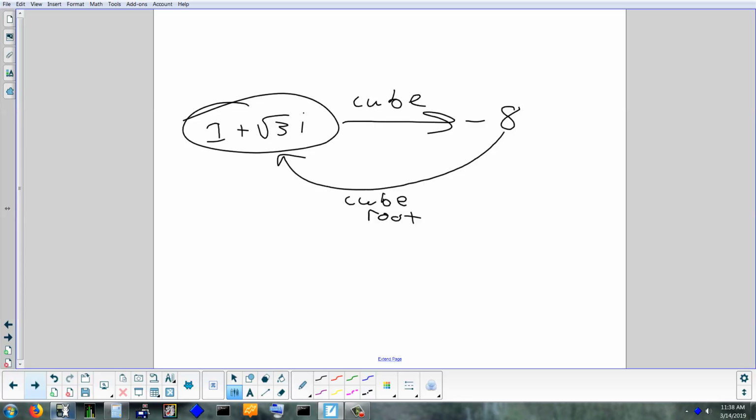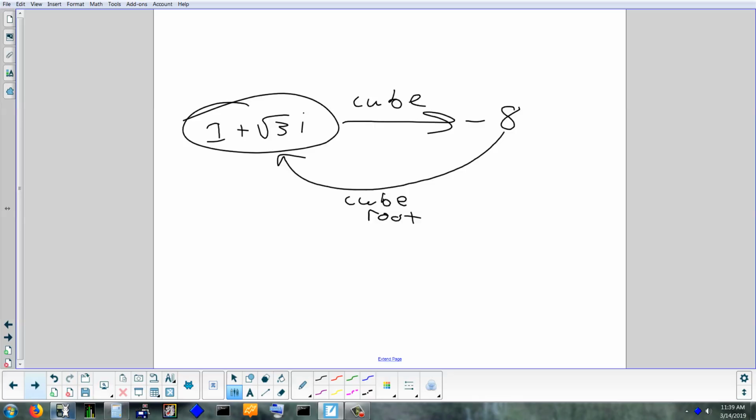Look at what the board says. You should get the original answer, which is 1 plus root 3i. So what we just did here, by taking the cube root of -8, one of the answers is this. Okay? There are other answers, like if you said, well, what about -2? Yes, -2 times -2 times -2 is also -8. So when you take roots, there's more than one answer.